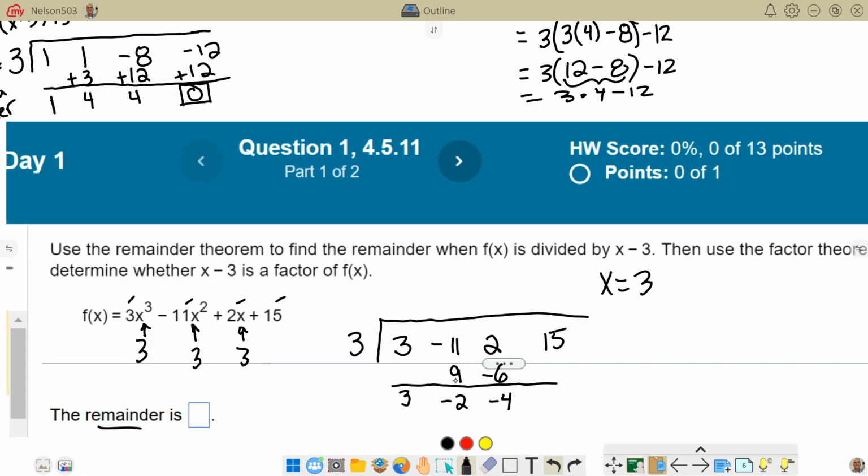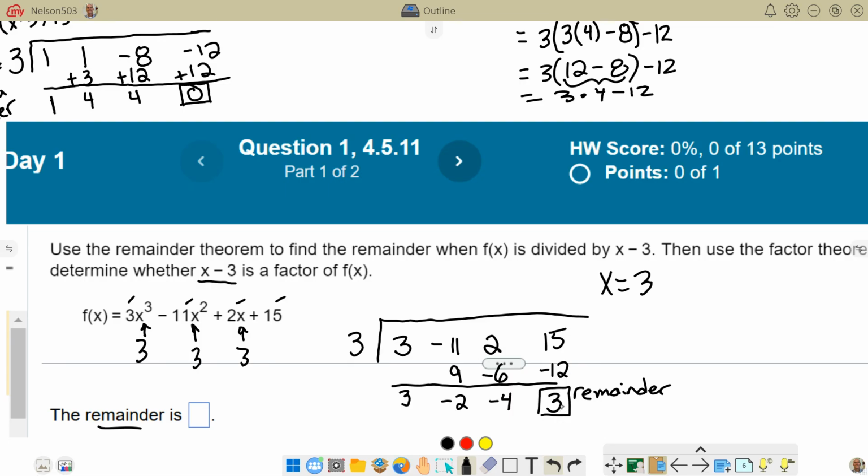Now I multiply 3 times negative 4, and I get negative 12, right? Then I add these two together, and I get a positive 3. Okay, this is my remainder right out here. That means that x minus 3 is not a factor, okay? And they're going to ask us that kind of question, determine whether x minus 3 is a factor. If it was going to be a factor, we needed to get a 0 right there. Now, if I made any arithmetic mistakes in here, I'm toast. I'm not going to get the right answer.